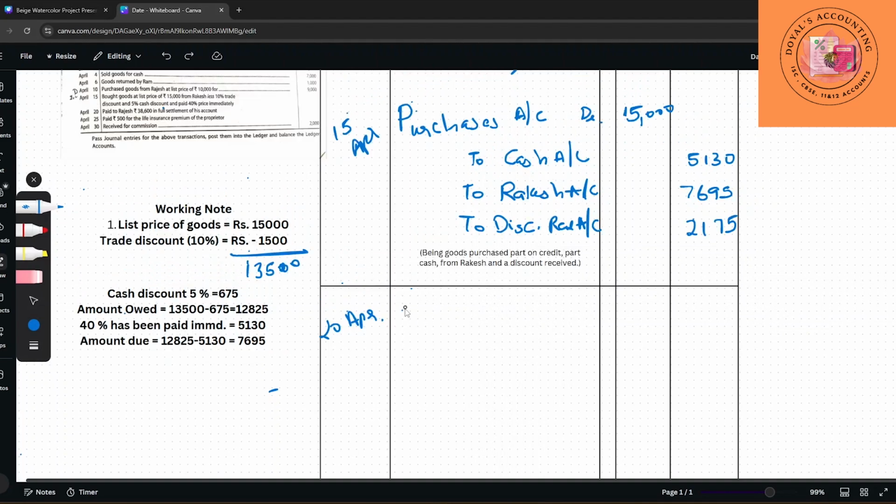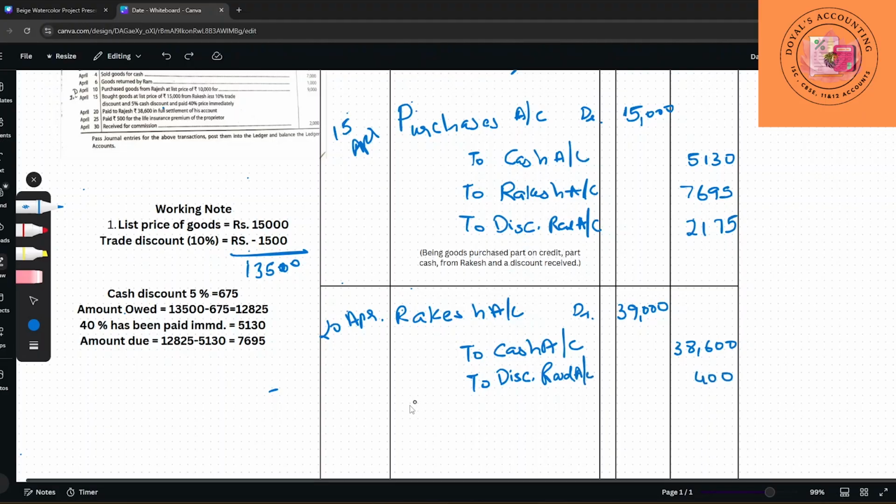20 April, Rajesh account, debit 39,000 to cash account, 38,600 to discount received account, 400. Being Rajesh's dues settled.